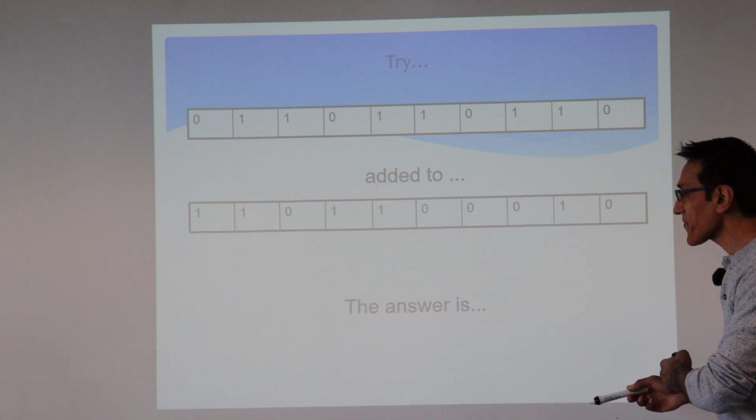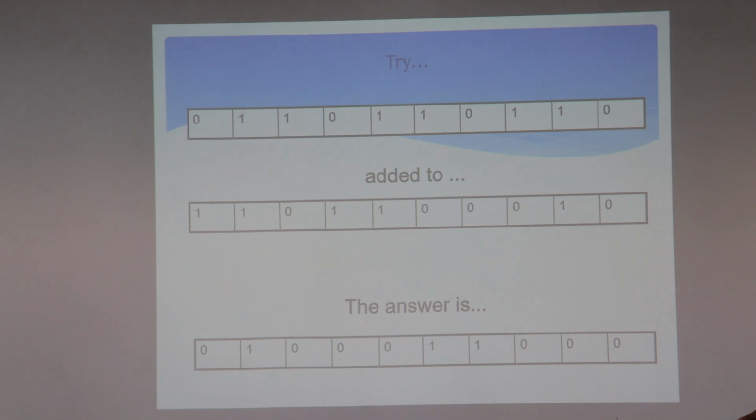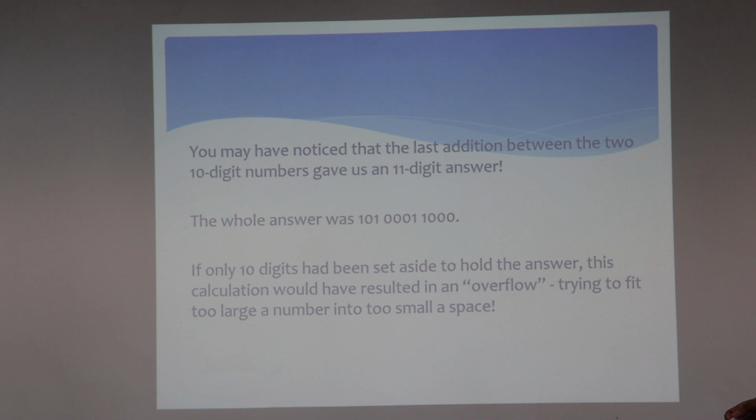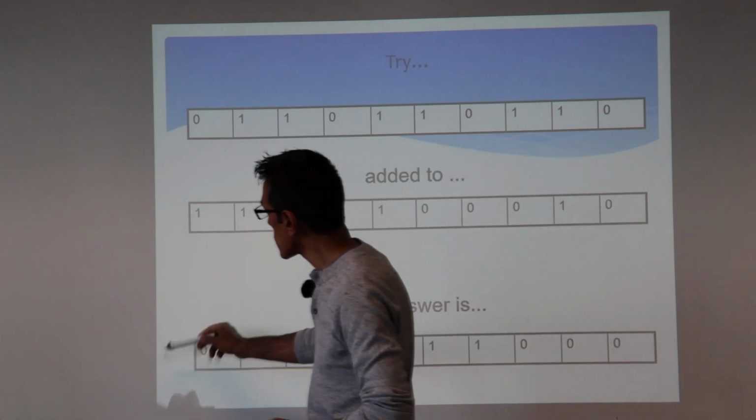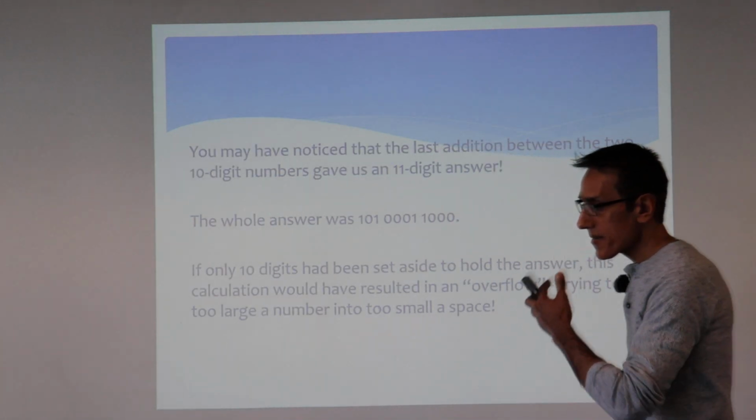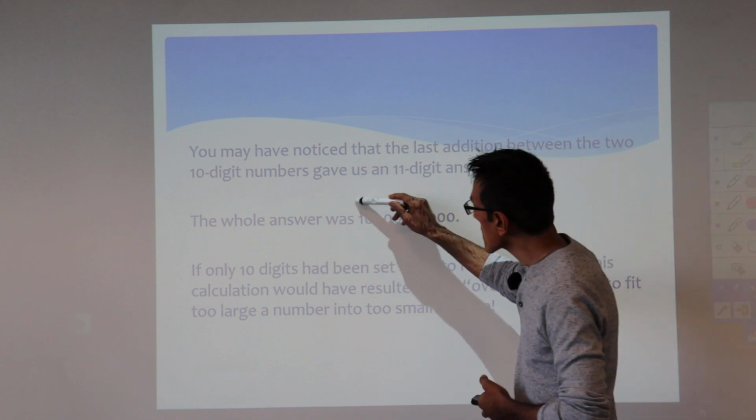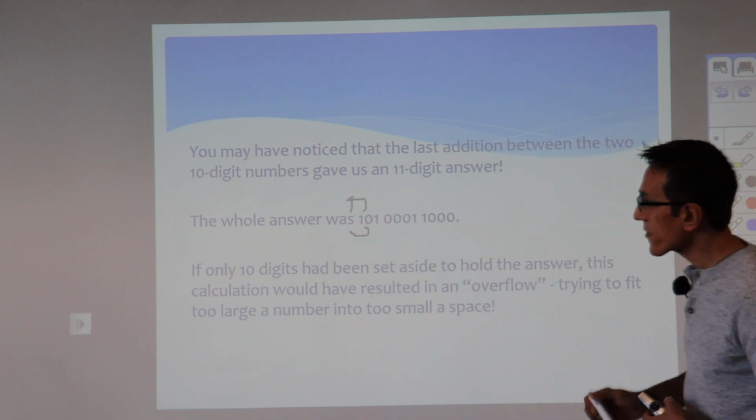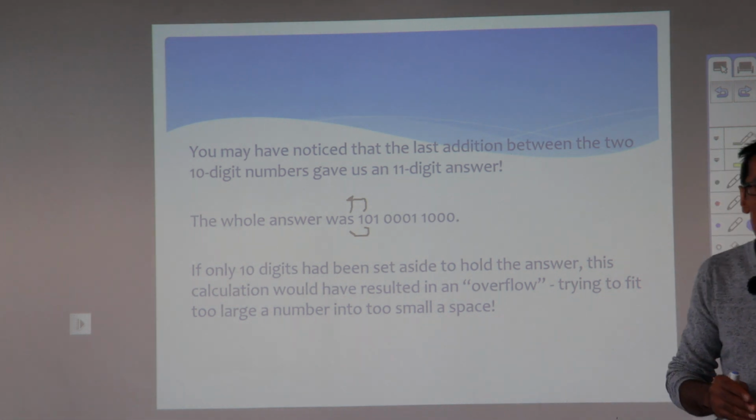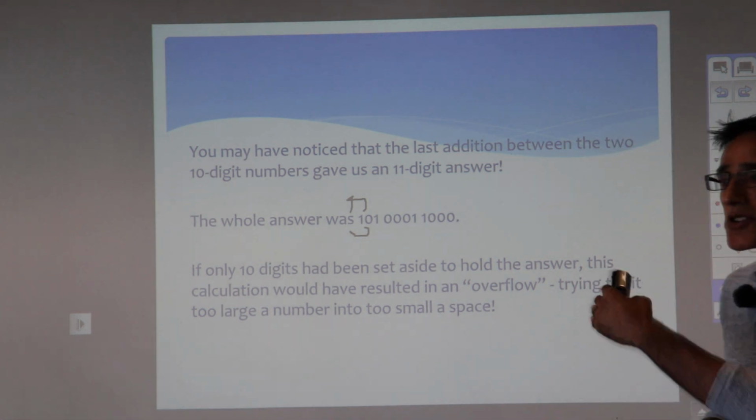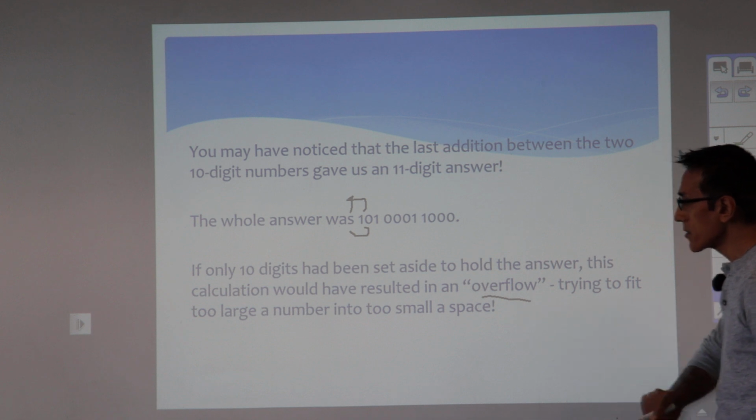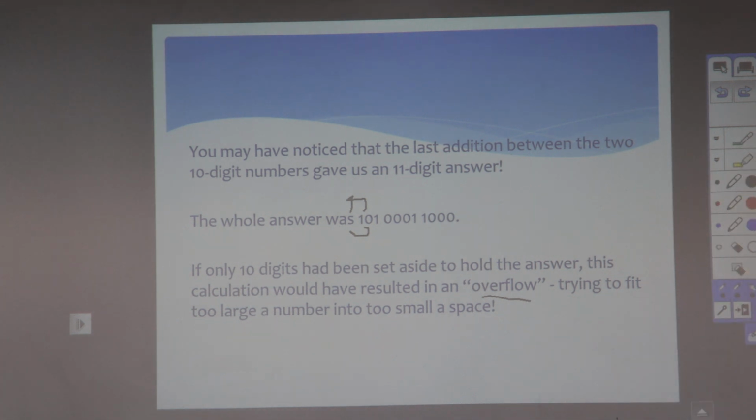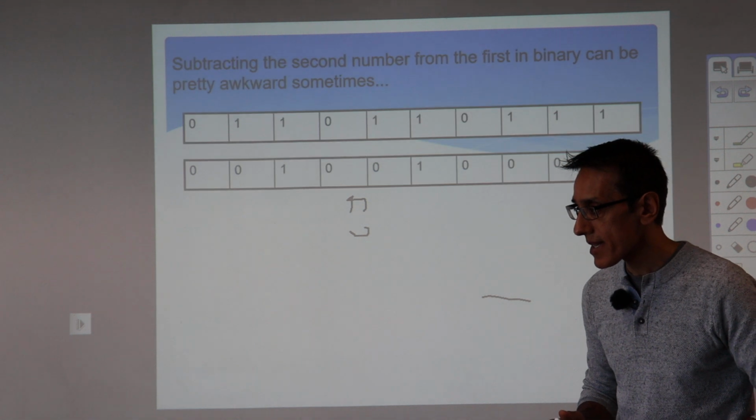Welcome back. The answer is this last number. When you add this up, there's an additional 1 at the end. The whole answer, the full answer would have been with the 1 at the end. Now if you only had 10 digits set aside to store the value, you couldn't store that additional bit. This would have resulted in an overflow. We're trying to fit too large a number into too small a space.